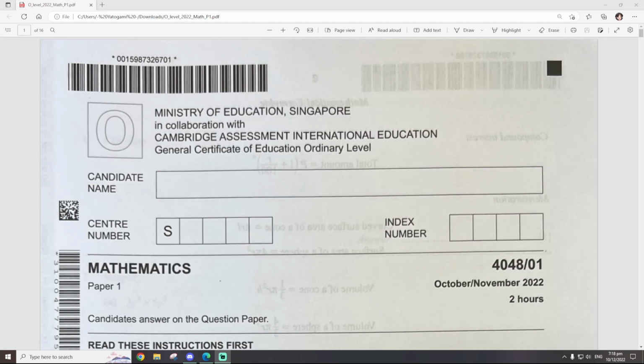I'm going to be going through some of this year's Cambridge papers. So today we're going through this year's O-level E-Math paper 1. I've heard some things about this paper from my juniors, telling me that it's more tricky than past years, but we'll give it a shot.